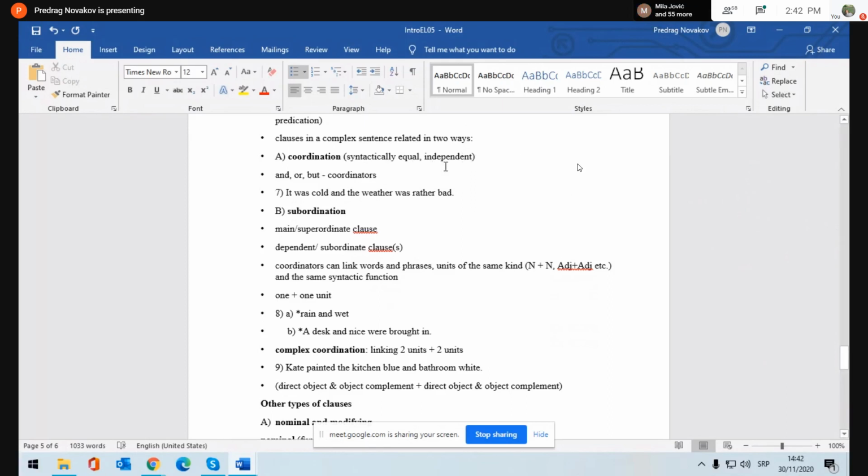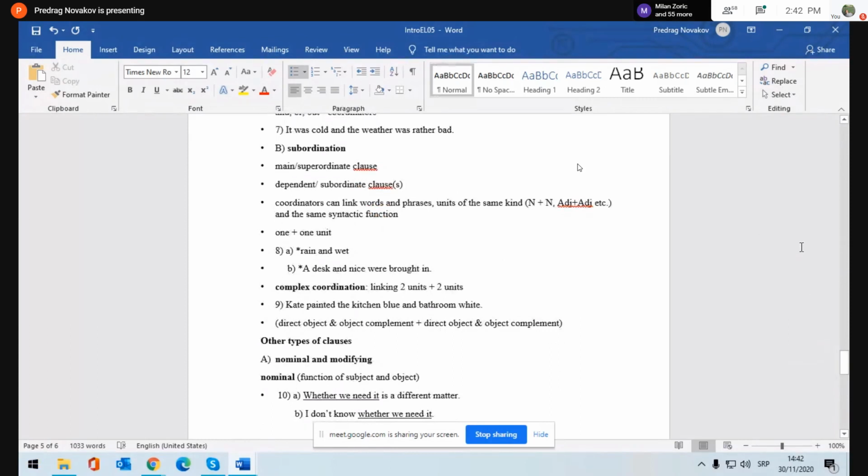The second option is subordination, not coordination, but subordination. In this case, we have at least two or more clauses, but there is the main or superordinate clause, and there is the dependent or subordinate clause or clauses. So one of those is main superordinate, the other or the others are dependent or subordinate. Do you have an example of a complex sentence with subordination? Perhaps we'll have a couple of examples later.